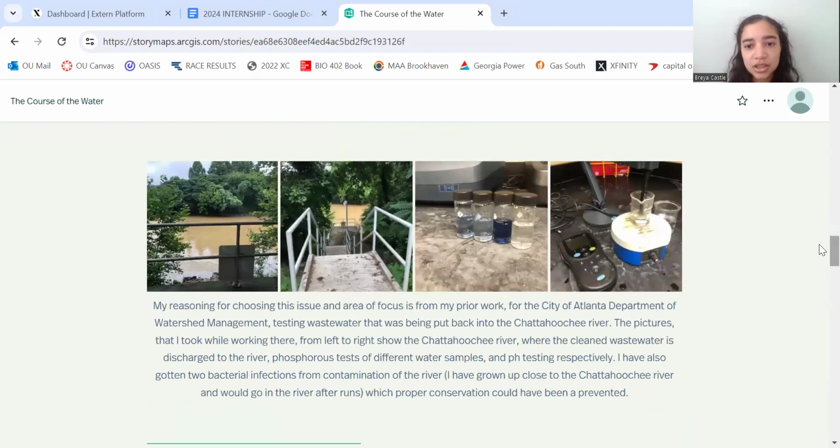So I have some pictures here of when I did my internship with the City of Atlanta Department of Watershed Management. I was in the wastewater lab, and all the water that we tested flowed into the Chattahoochee River. So the first 2 pictures are of the Chattahoochee River. I've also gotten 2 bacterial infections from swimming in the Chattahoochee River, which is another main reason why I wanted to focus on contamination.